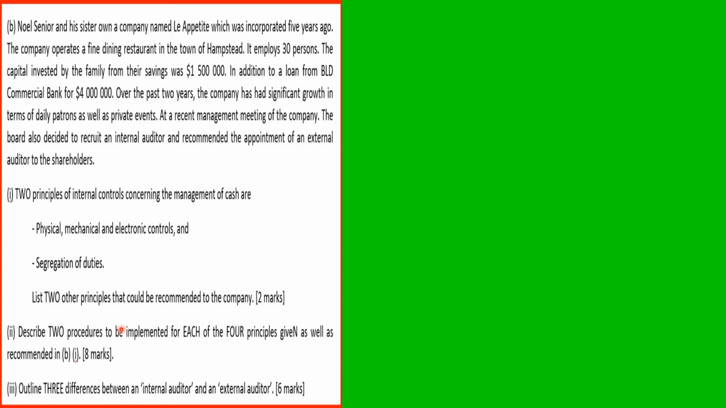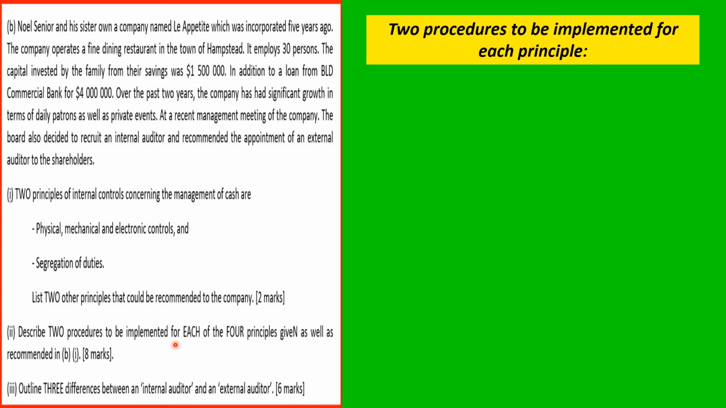The next part of the question says describe two procedures to be implemented for each of the four principles given as well as recommended in B. Okay, so they give us two and we gave two, so they want two procedures for each principle.